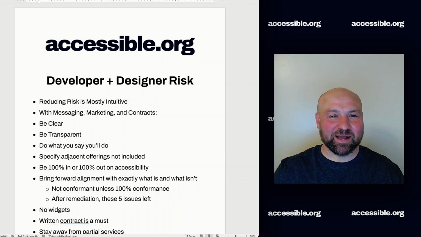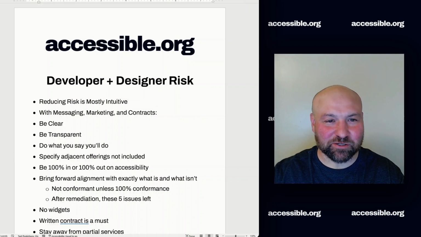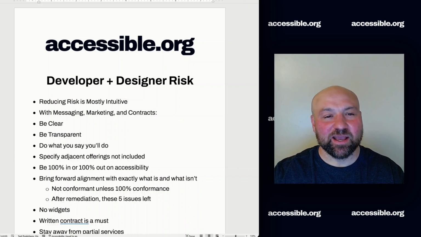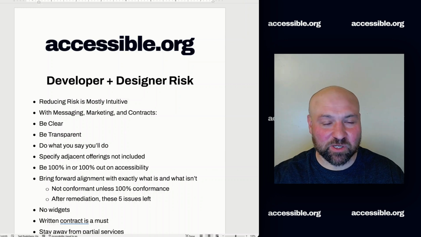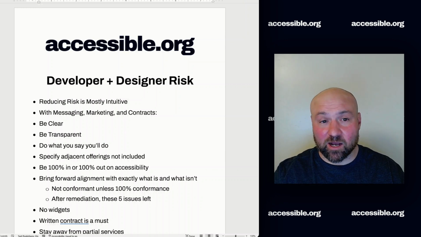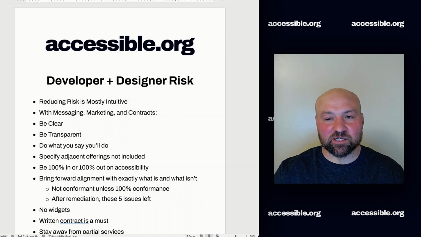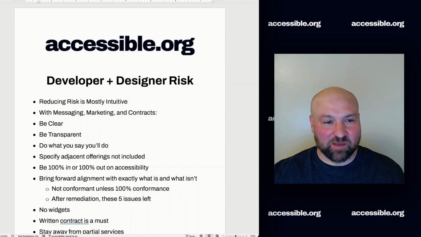A lot of people ask me, how do I not get sued over accessibility? And sometimes those people are designers, developers, and marketers. So let's talk through how to reduce your risk as a contractor or an agency. And on the screen with me, I have a document titled Developer and Designer Risk.